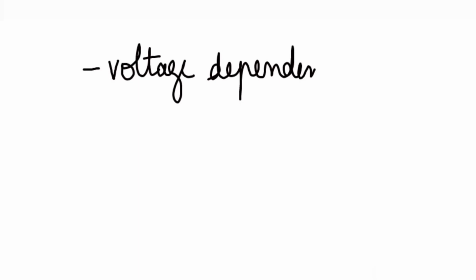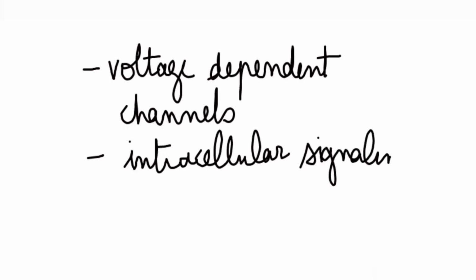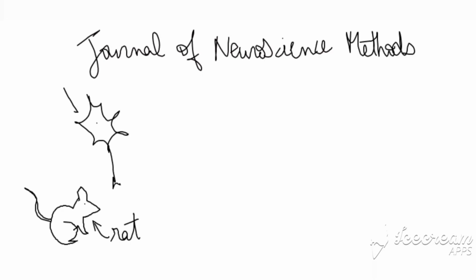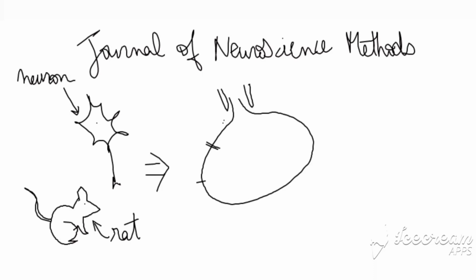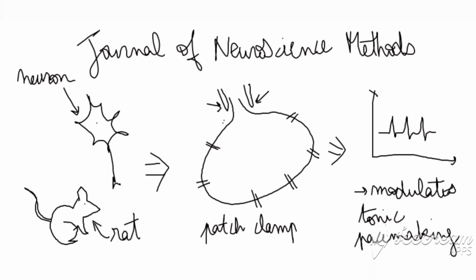This method allows detailed analysis of mechanisms and structural determinants of voltage-dependent gating of ion channels, as well as regulation of channel activity by intracellular signaling pathways. For example, we have the experiment from the Journal of Neuroscience Methods, Volume 59, Issue 1, which illustrates how application of the whole cell technique to neurons in the rat locus coeruleus in brain slices has led to the finding that cAMP, via its phosphorylation pathways, modulates tonic pacemaking in these neurons.